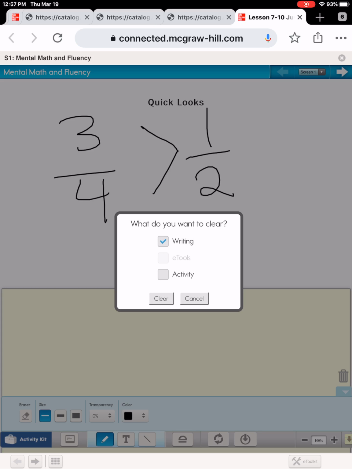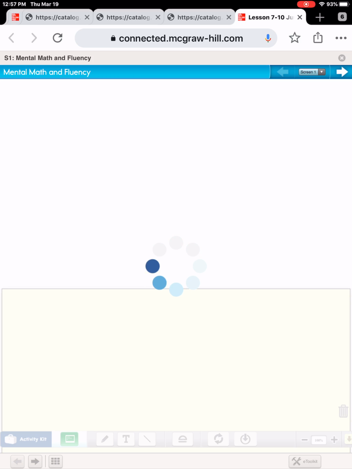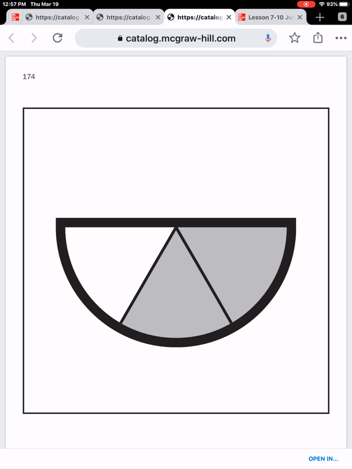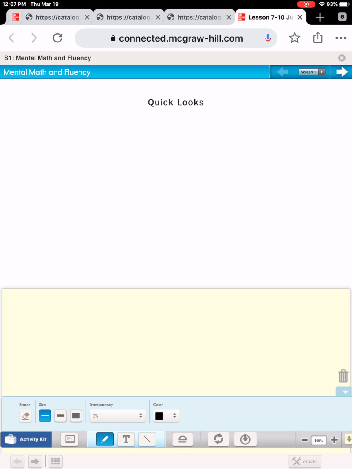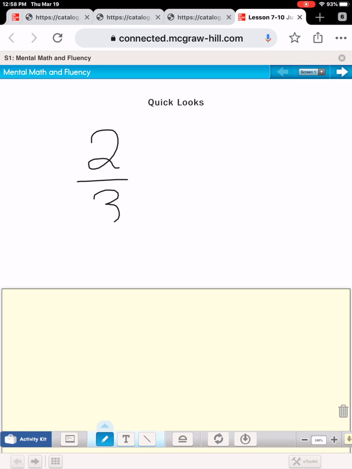All right, one more. Look at this shaded part. Decide whether this shaded part is greater than or less than 1/2. Write down your number sentence. Was that shaded part greater than or less than 1/2? That shaded part was 2/3, and 2/3 is greater than 1/2.